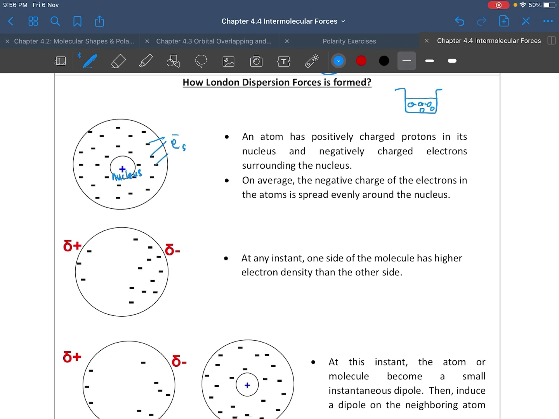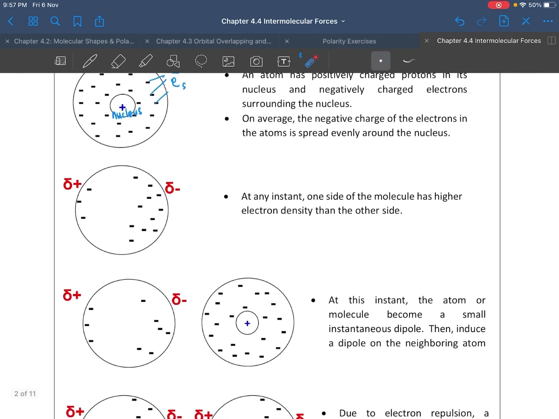Okay. And the second point, on average, the negative charge of the electrons in the atom is spread evenly around the nucleus. So, kayaknya dalam keadaan yang normal. Okay. Negative charge ni spread evenly. Spread evenly tu macam kedudukan dia macam sama rata je. Jadi, tak ada kawasan yang kaya elektron, tak ada kawasan yang kurang elektron. Macam ni lah. Okay. Spread evenly around the nucleus. Tapi, kita tengok the next one.